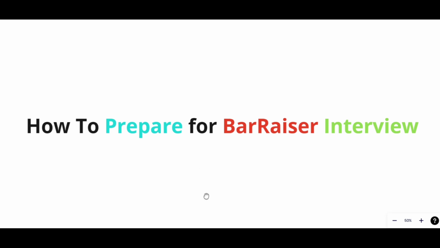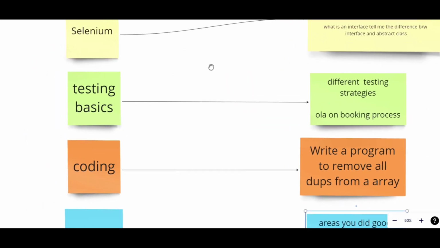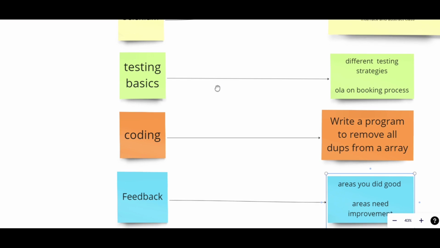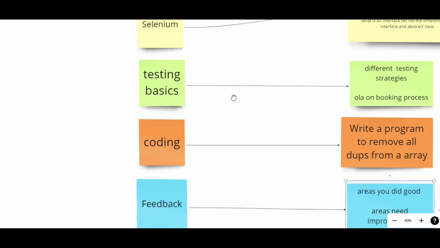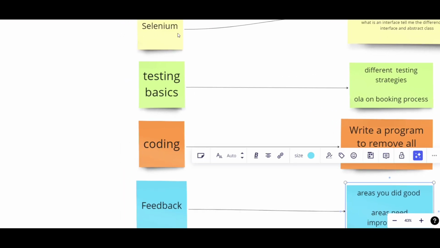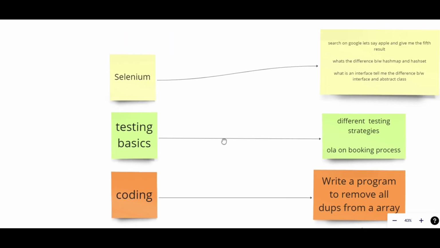Okay, so if I scroll down, you can see there will be majorly four parts of this interview. Number one is questions from Selenium, then questions from your testing basics, then there will be a coding round, and finally there will be a feedback round. So let's understand them one by one.